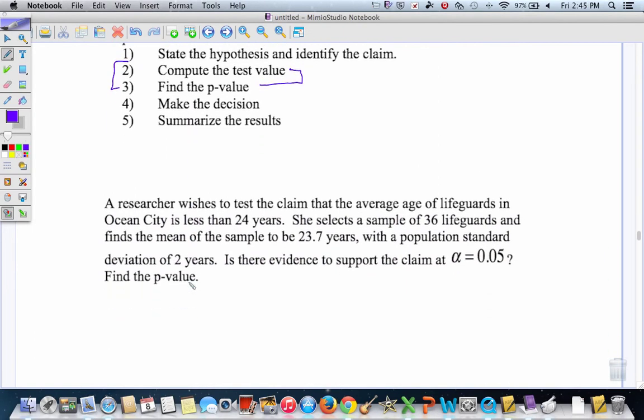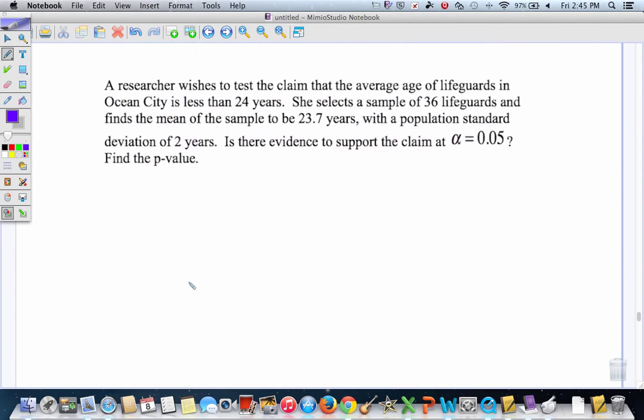So jumping right into our example here: a researcher wishes to test the claim that the average age of lifeguards in Ocean City is less than 24 years. Selects a sample of 36 and finds the mean to be 23.7. Population standard deviation is 2 years. Is there evidence to support at 0.05? First of all, let's simply note once again that we have our population standard deviation. That population standard deviation tells me I'm working with table E or our z-scores.